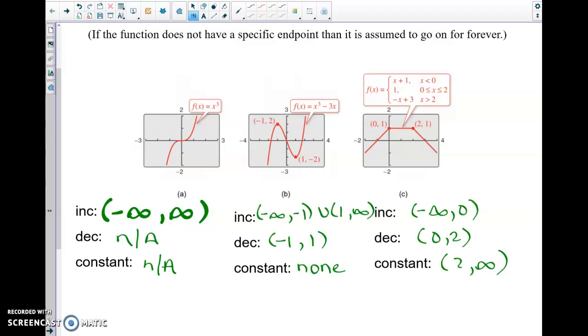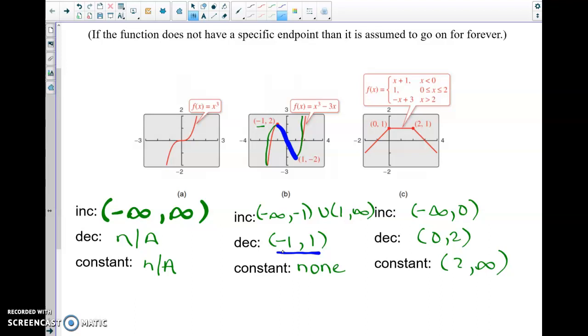All right, for part B, your function is increasing, going up from left to right, this section and this section. Remember, your answer is your x value, so from negative infinity up to -1, and also from 1 to positive infinity, so 2 pieces, so we separate it by a union. For decreasing, it would be the section going down here. That's decreasing, and there is no part of the graph that's a horizontal line for part B.